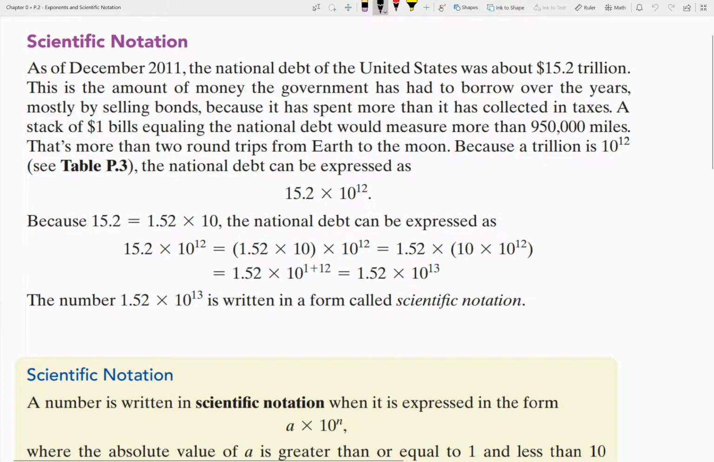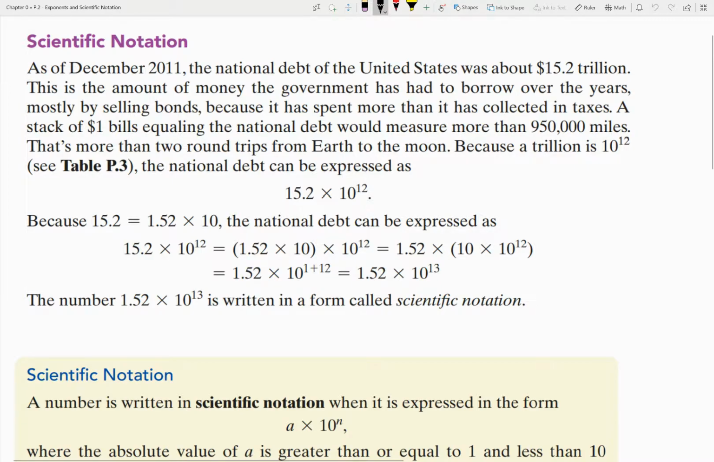So let's talk a little bit now about scientific notation. Scientific notation is basically a way of easily writing large numbers. So as of December 2011, the national debt of the United States was about 15.2 trillion. Currently, it's much more. I had it up on my screen. Oh yeah, there it is. It is currently 26 trillion, 26.7. So it has gotten a lot bigger over time.